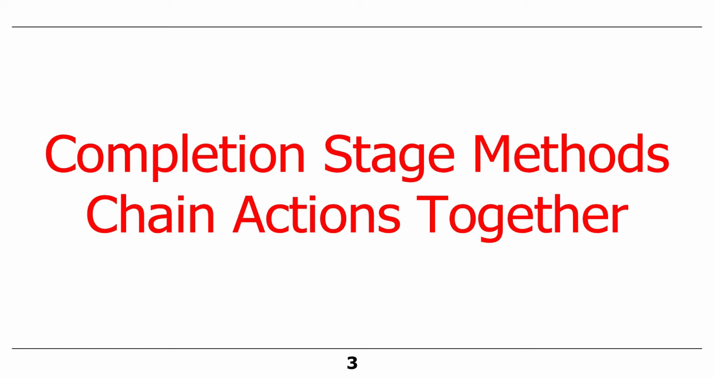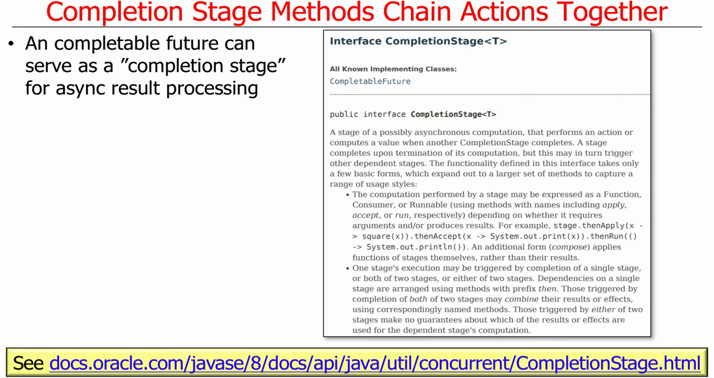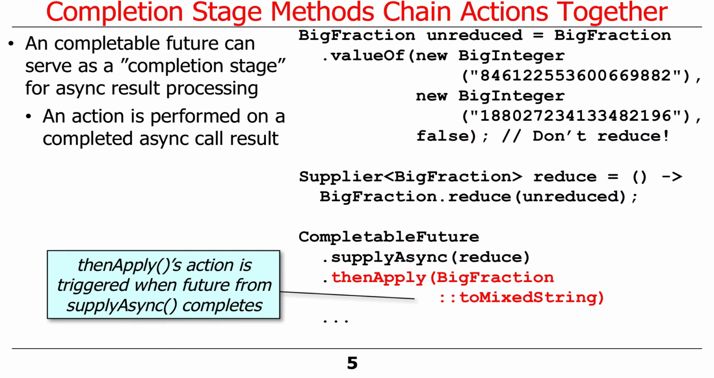Well, as the title implies, completion stage methods are used to chain actions together. So a completable future can serve as a completion stage for async result processing. I strongly recommend you take a look at this link and read about completion stage, because it really gives you a lot of good explanations that also apply to completable futures. In fact, there's honestly better explanations in completion stage documentation than there is in the completable futures documentation, which is kind of funny.